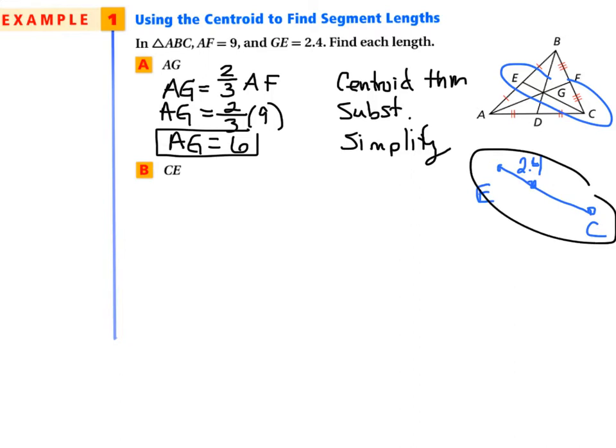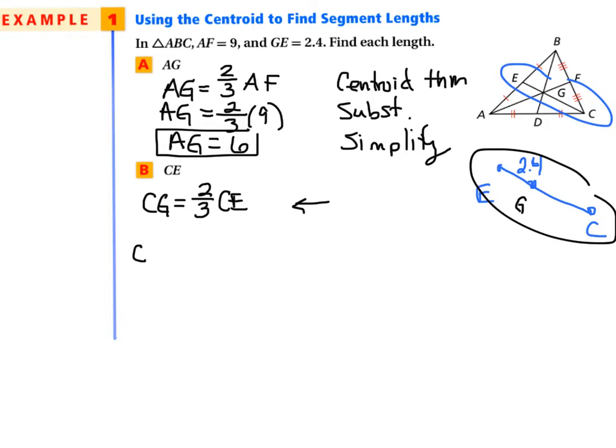So looking at this segment here, I know that CG will be equal to 2/3 of CE. But I have nothing to plug in. I don't know CG and I don't know CE. So then you have to know, what am I talking about? I'm talking about segments. So you have to use the segment addition postulate. So this reason here was centroid theorem.